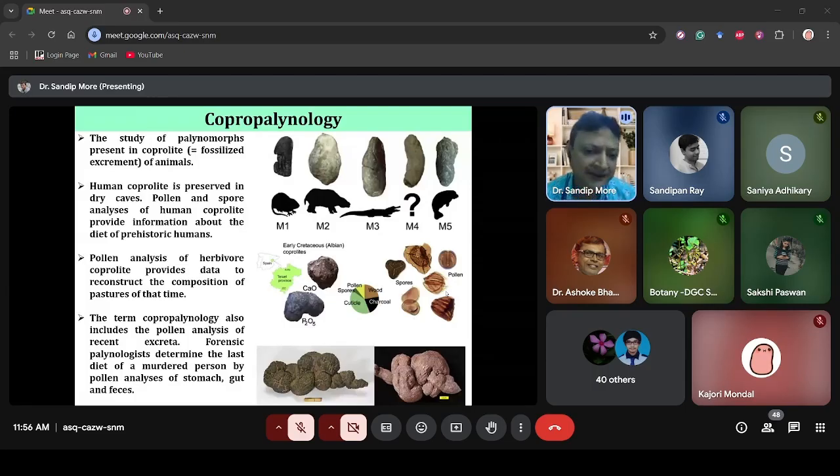So already many coprolites, from India and from abroad, have been studied, and different animal diets have been established all over India, all over the world. Especially in India, it is BSIP, Birbal Sahni Institute of Paleobotany in Lucknow. They work on copropalynology, and if you go to Google, you will get multiple publications on copropalynology. And that helps us to establish the diet of the ancient animals, those which have become extinct today.